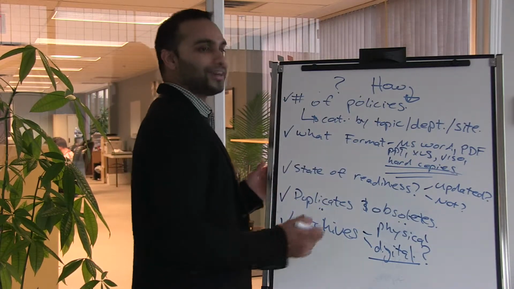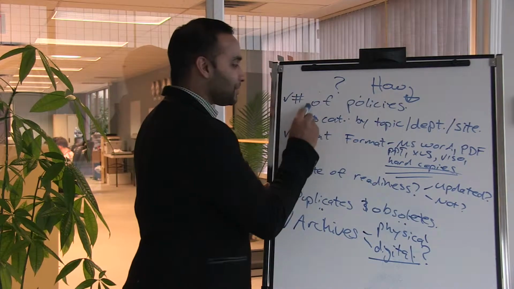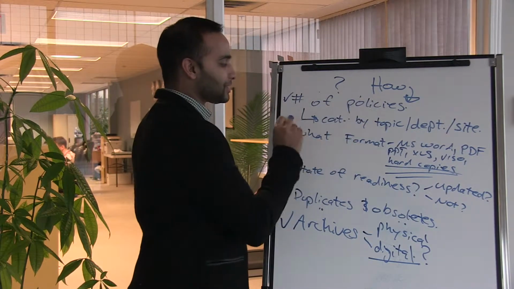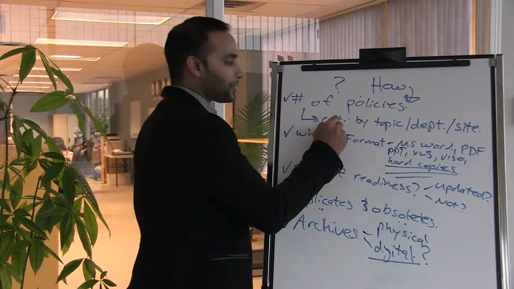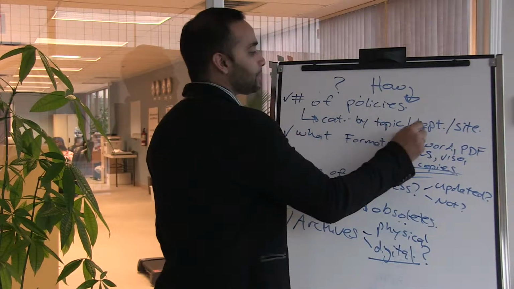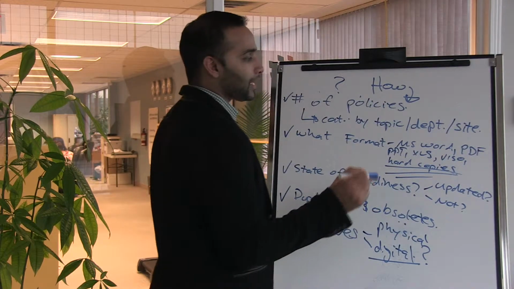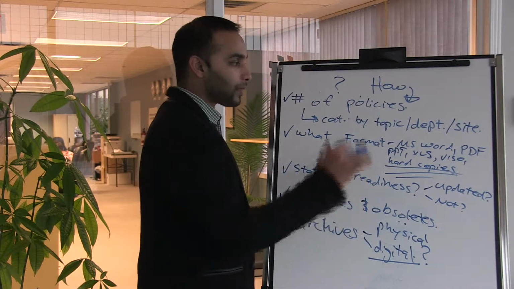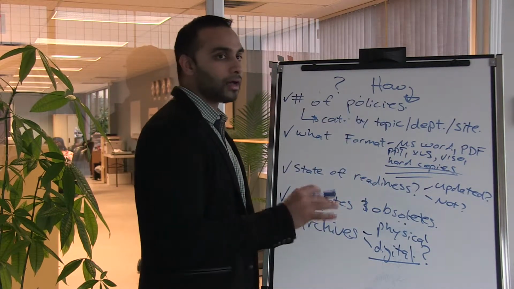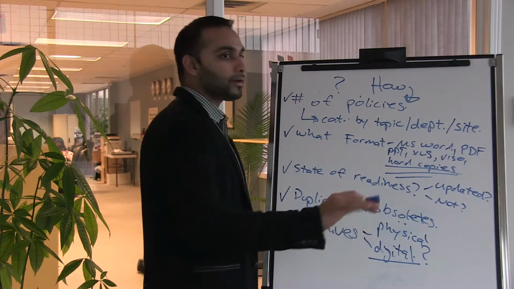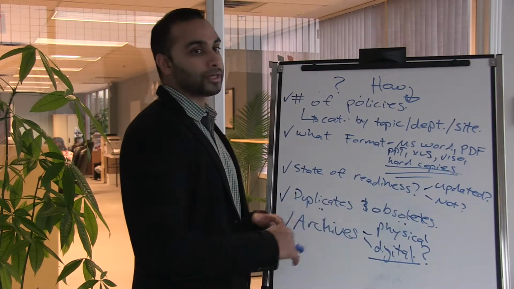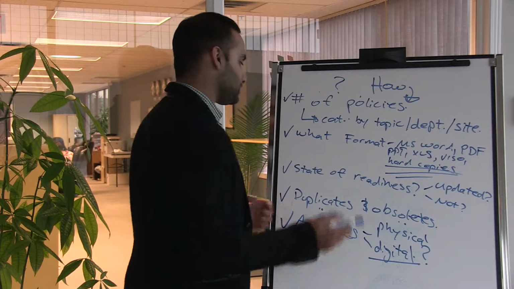I'm really sorry. Okay, so we're going to take a look at the number of policies and then we're going to organize them by category. So by topic, by department, or if you're a large chain of hospitals, you want to organize it or tag it or categorize it as well by site. So what hospital is that policy part of? Or is it just a corporate or a system or generic policy that applies to all of your facilities?